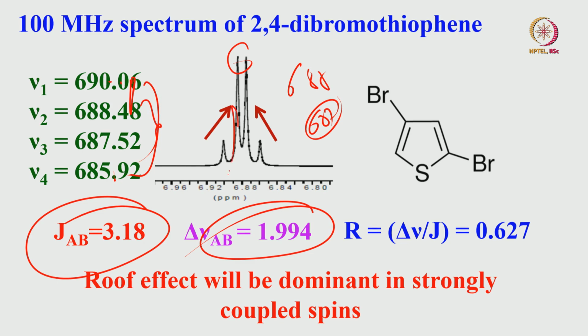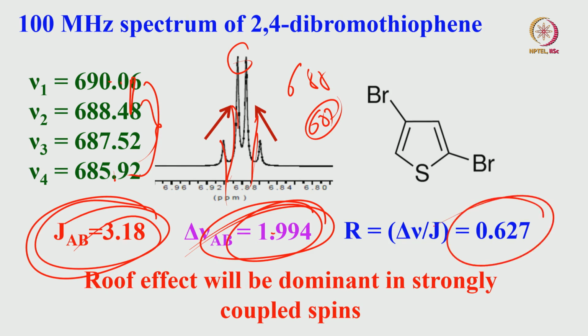Somehow, let us say I measure the separation between these two lines and these two lines, and this is delta nu AB, or delta AB, which is 1.9 or 2 hertz, whereas the coupling is quite large, about 3 hertz. If you take the ratio, this is much smaller. This is not 0.1 or 0.001 like that to be weakly coupled. This tells me from this ratio that these two protons are strongly coupled.